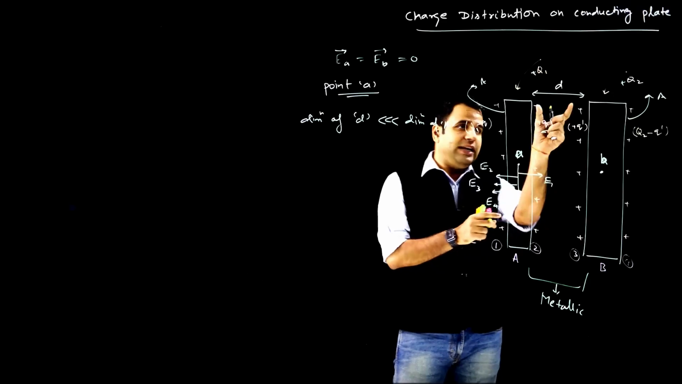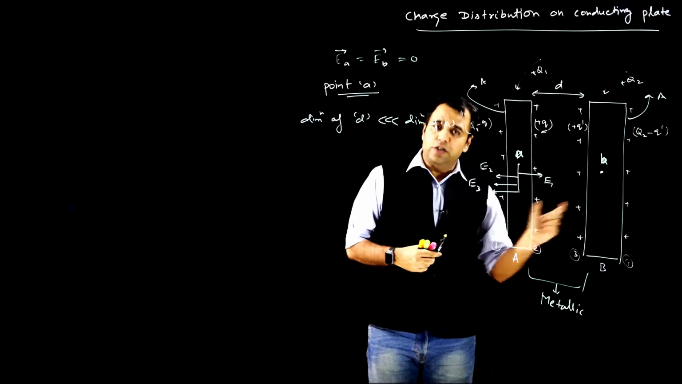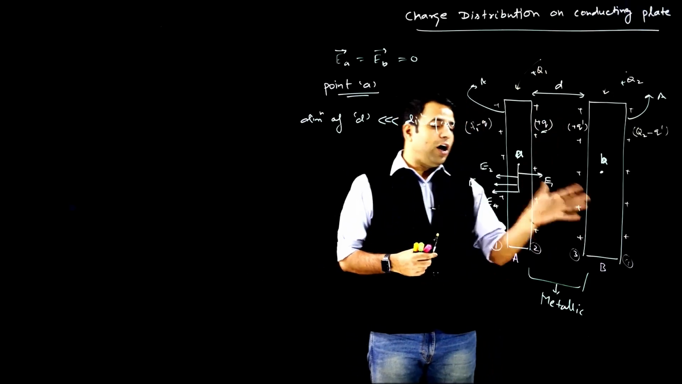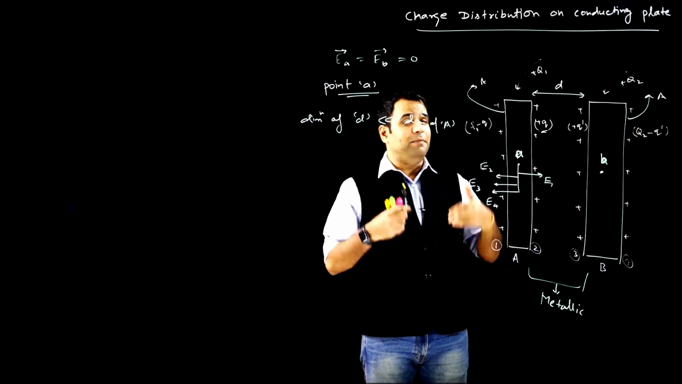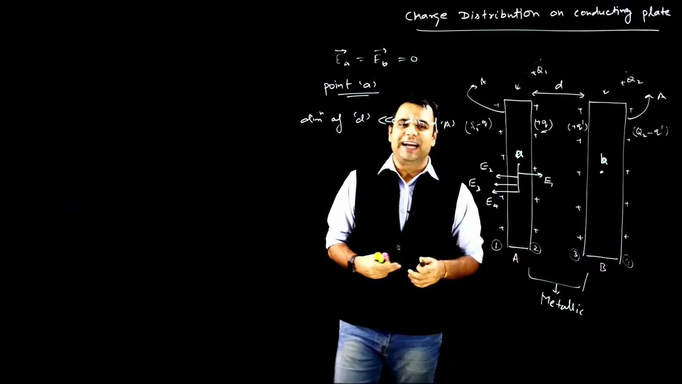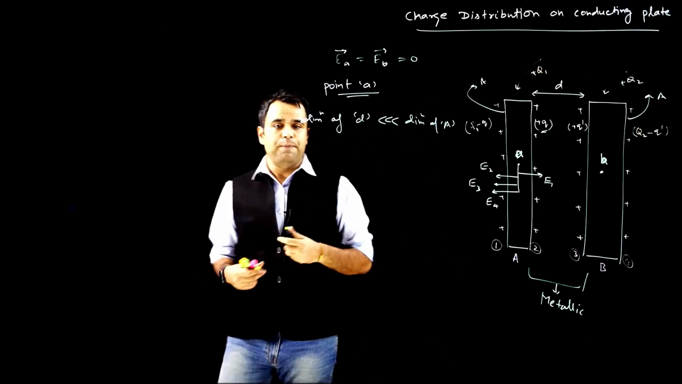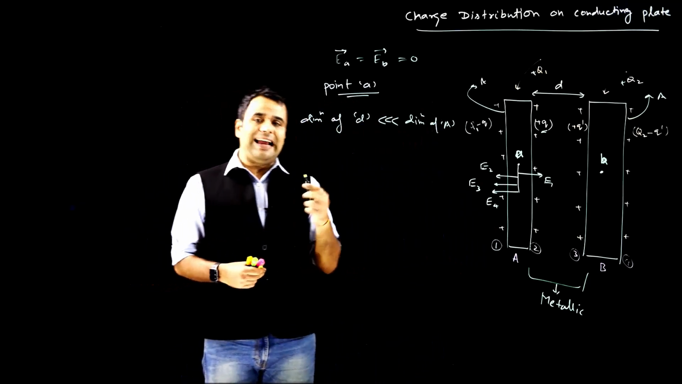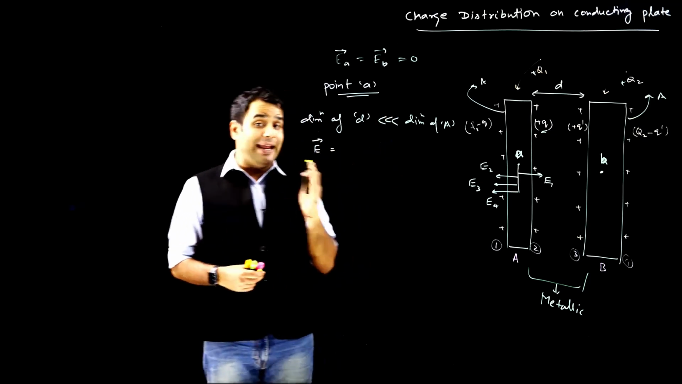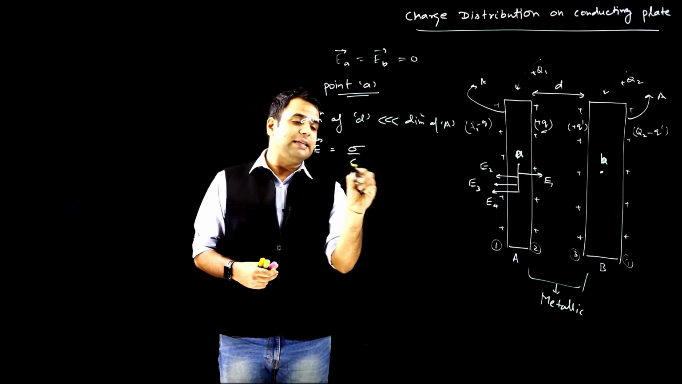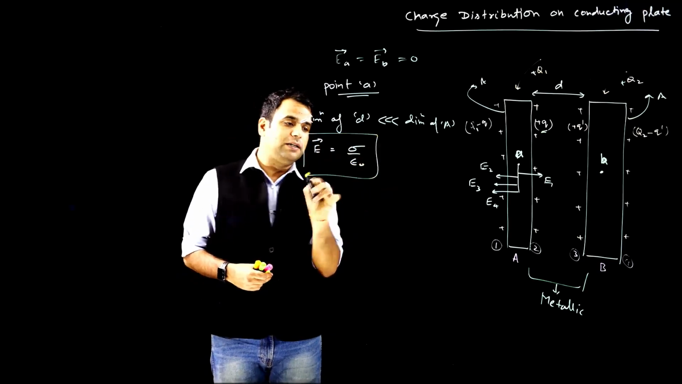This distance is very small and the thickness is also very small for the plate. So all these plates will look like they are at the same location for the points. Based upon that, we can utilize a formula. If you remember, the electric field formula because of the infinite plane charge distribution is sigma upon epsilon naught.